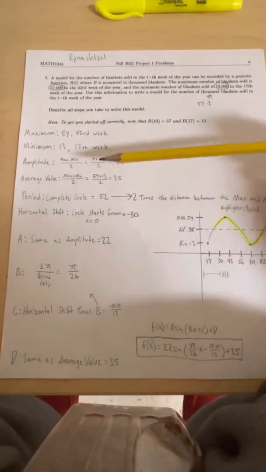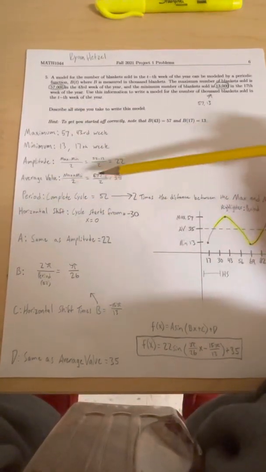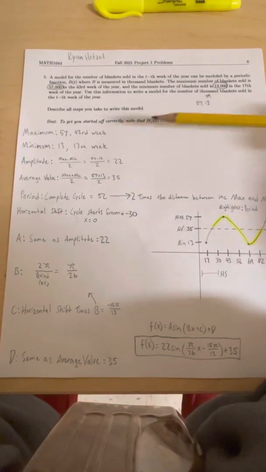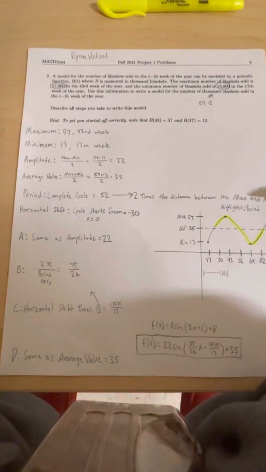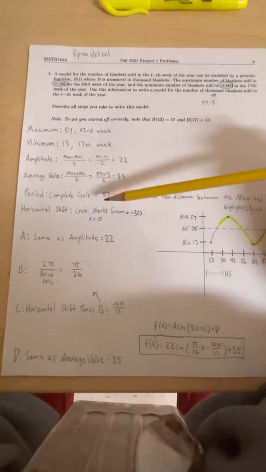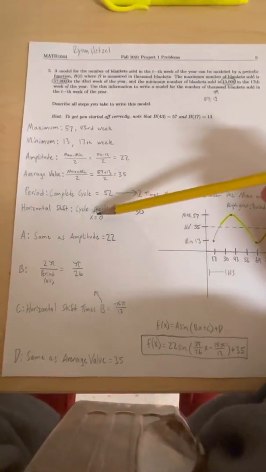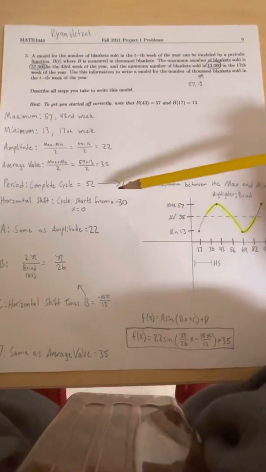The period, we find the period by completing a full cycle, but in this scenario it would be 52. And to do that, you do 2 times the distance between the max and the minimum. The horizontal shift is where the cycle starts at x equals 0, right here on the graph, and it is negative 30.